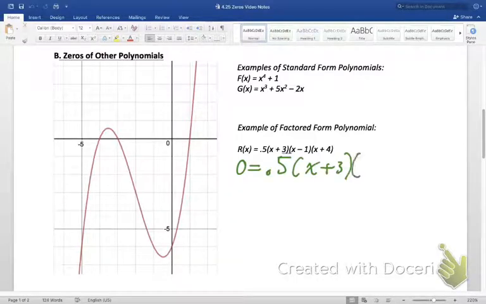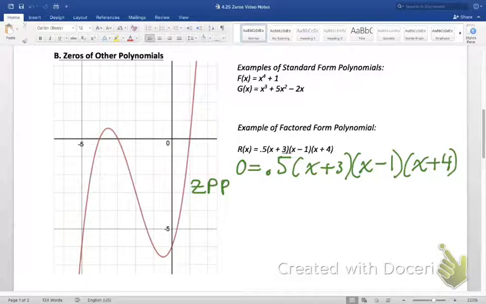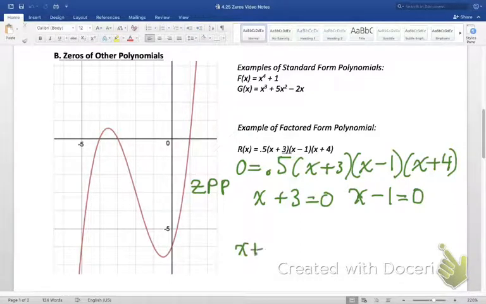And then I'm just rewriting the right-hand side of my equation. Now, since I already have factored form, I can skip right away to using the zero product property. I don't have to do any factoring. So I'm saying, okay, this means that x plus 3 equals 0, or x minus 1 equals 0, or there's a third case now that x plus 4 equals 0.